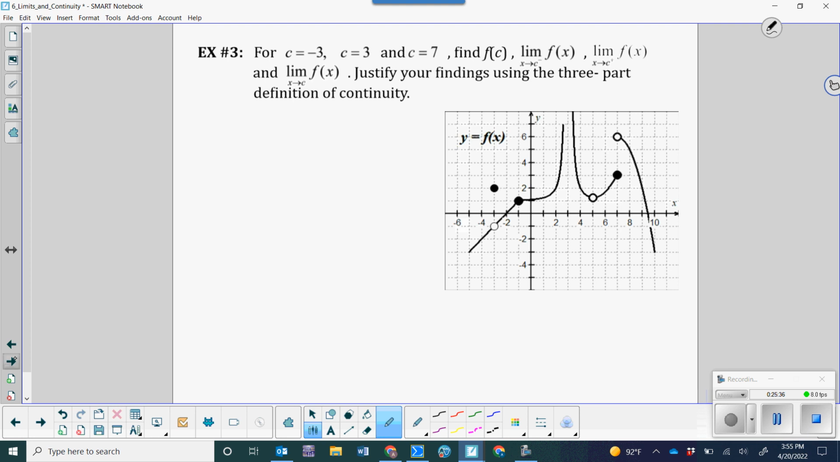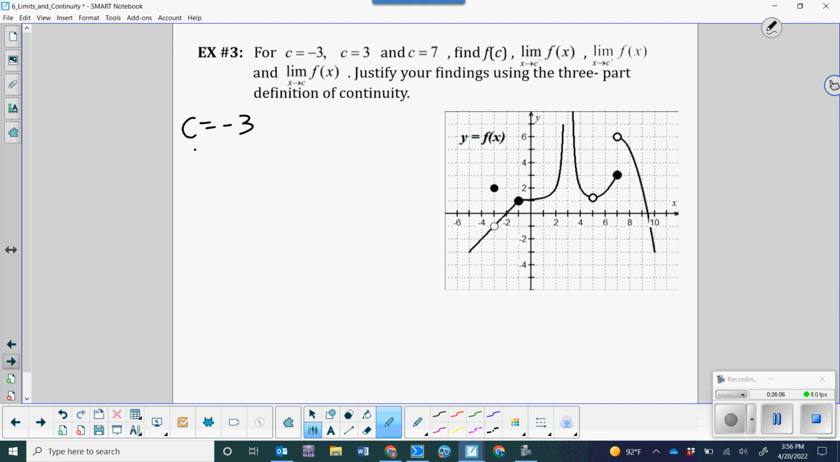All right, so here we're going to talk about these three places at -3, 3, and 7, and we're going to show whether it's continuous or not continuous at those three places. First it tells me to find three things and then say continuous or not. So C equals -3, so let's start there.